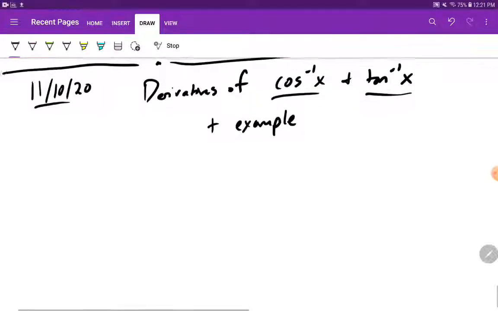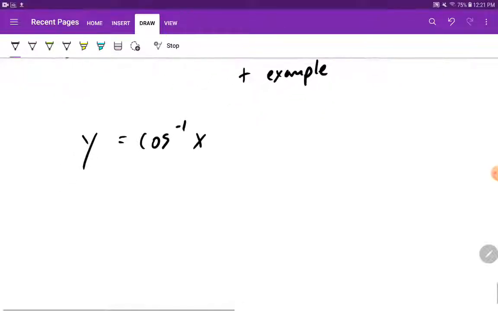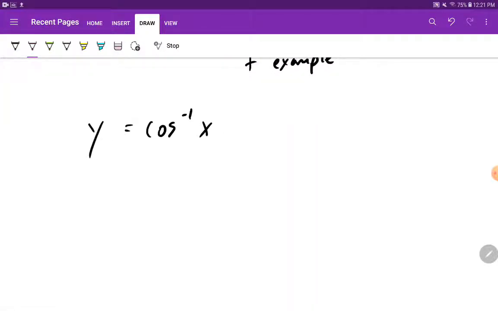All right, so let's look at cos inverse first. If you remember from class, the trick here was we needed to first get rid of the inverse function to come up with the derivative. So we're going to get cos y on the left. On the right, we're just going to get x.